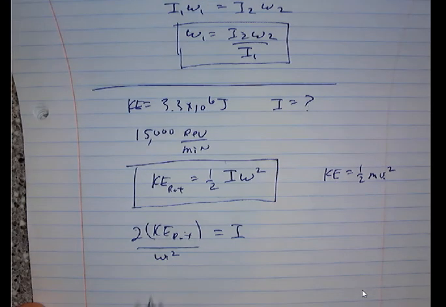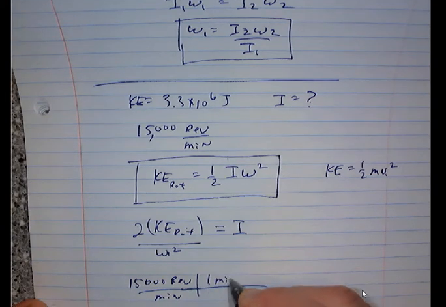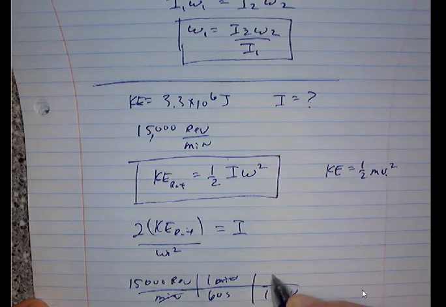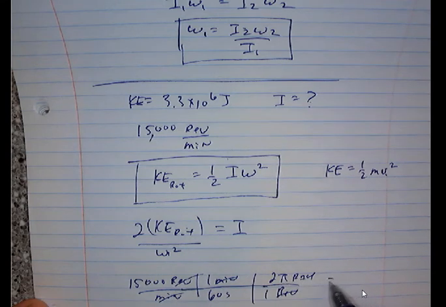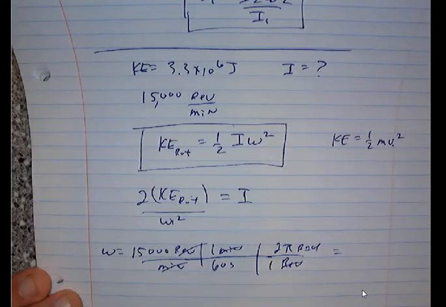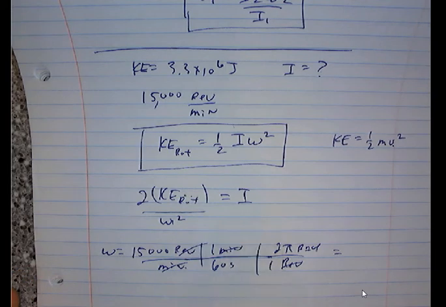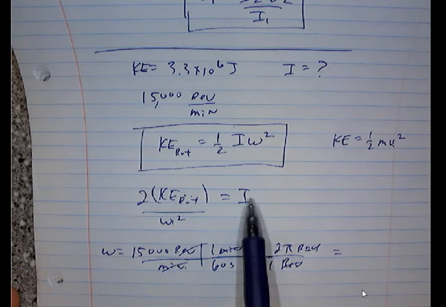So if you have 15,000 revolutions per minute, we know that 1 minute is 60 seconds, so the minutes cancel out. And 1 revolution is 2 pi radians, and then the revolutions cancel out. So then you actually have omega in SI units. Okay, great. So now you have omega, rotational kinetic energy is given. You can figure out the rotational inertia.